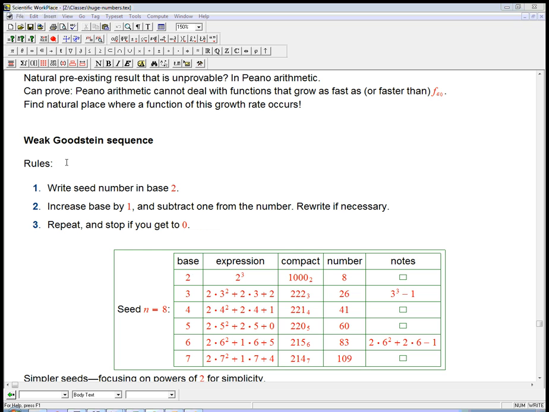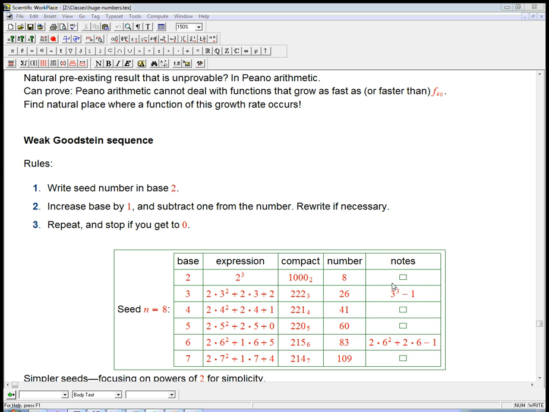So here are the rules. We start with a seed number, and then we write it in base 2. And then we repeatedly do the following thing. We increase the base by 1 in the expression, and then you subtract 1 from the number, and you rewrite if necessary. I'll explain this with the examples. It's better just to look at examples. Repeat, and if perchance you get to 0, you should stop. What we're going to see is that that's going to look pretty unlikely at the start, because these numbers are going to grow pretty quickly.